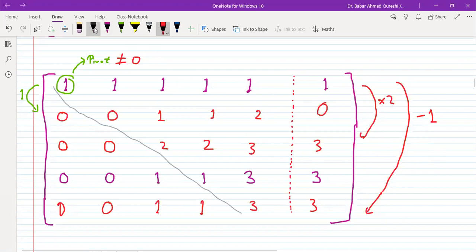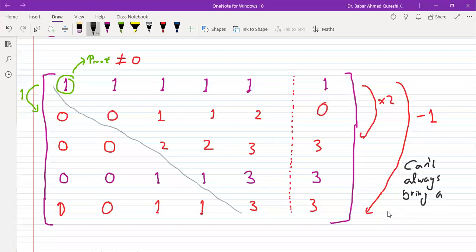So let me write it over here. Can't always bring a system to strictly triangular form. So that's a done deal. Does anyone have an objection, or an idea what to do to bring it to strictly triangular form? You can think there is no way you can do it.